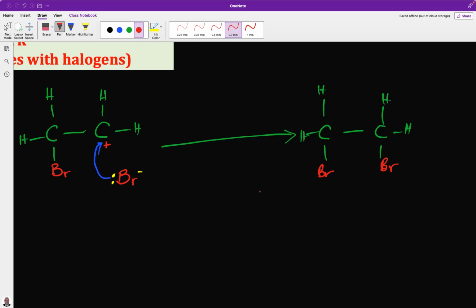In that case, we call this the first carbon, this is the second carbon. We now say 1,2-dibromoethane. 1,2-dibromoethane is formed.